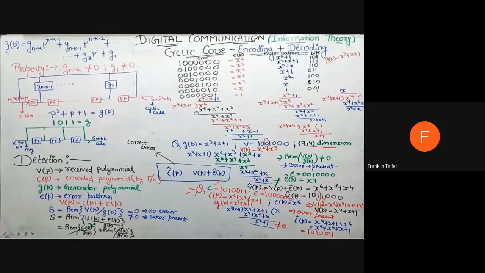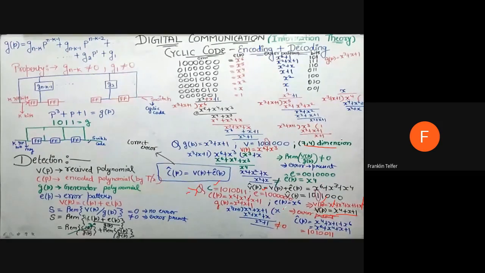V of P is x power 6 plus x power 4 plus x square plus x. How did this come? V of P is x power 6 plus x power 4 plus x plus 1, plus x power 6. So you need to add the error function E of P. When you add this, you will get V of P as x power 4 plus x plus 1, where x power 6 and x power 6 will be cancelled out. You have to do modulo 2 addition. So x power 4 plus x plus 1 you get, just put it here and do the division.